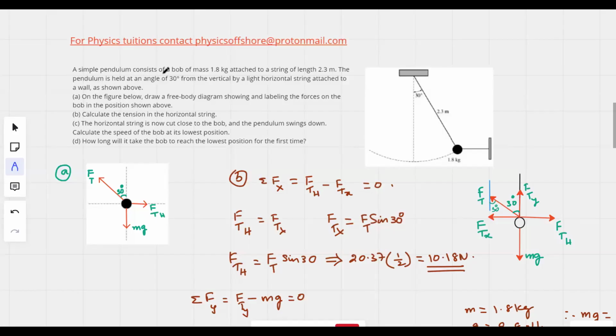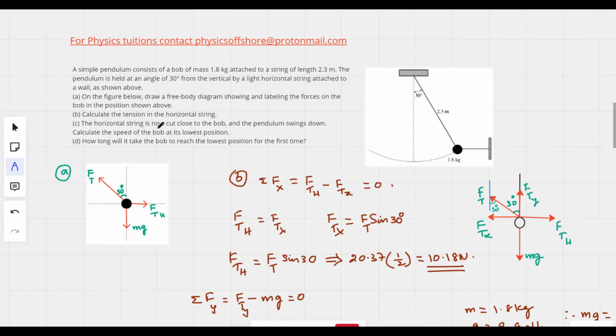A simple pendulum consists of a bob of mass 1.8 kilograms attached to a string of length 2.3 meters. The pendulum is held at an angle of 30 degrees from the vertical by a light horizontal string attached to a wall as shown above. On the figure below, draw a free body diagram showing and labeling the forces on the bob in the position shown above. Calculate the tension in the horizontal string.